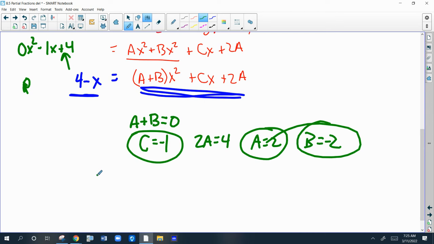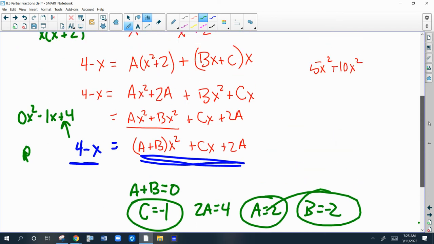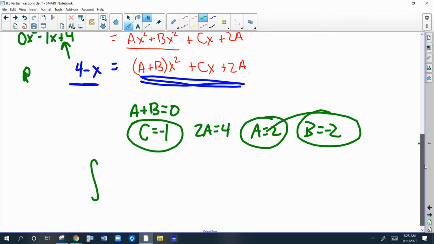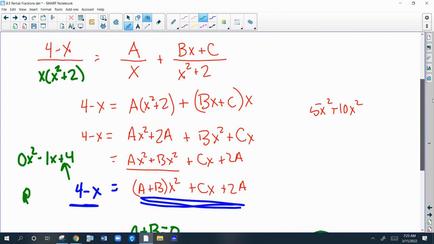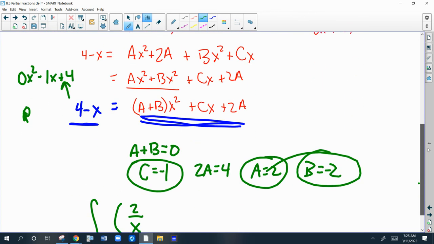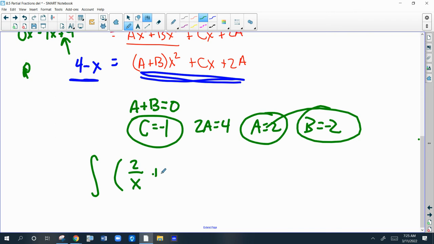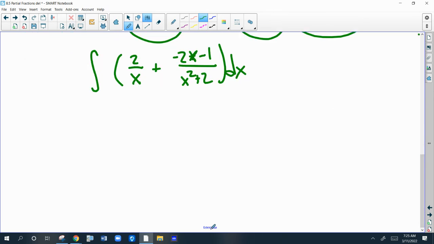So now we're going to integrate its equivalent partial fraction decomposition, which we said was a over x plus bx plus c over x squared plus 2. So here we go.